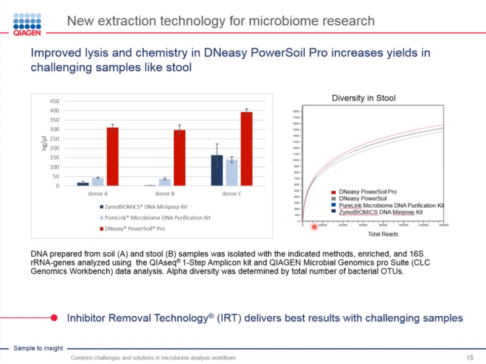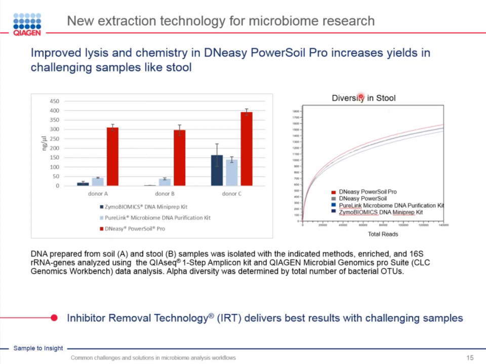So the PowerCell Pro kit, which is containing, for example, this inhibitor removal technology, is not only giving you the security to have no PCR inhibitors in your sample. We also compared it with different stool samples and other vendors, and we can clearly indicate that we have the highest yields out of your sample. This means, to get more DNA out, you have to lyse more cells. And this means this kit is capable of giving you a much better picture of your microbiome, which is in your sample, than other kits are capable to do.